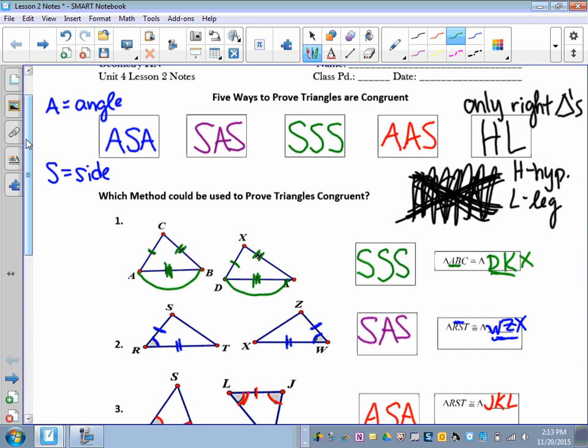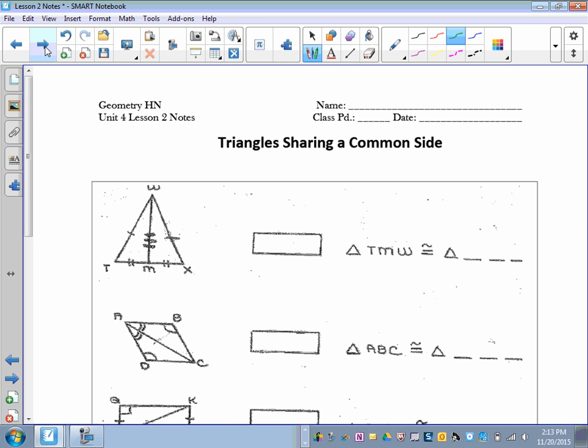Alright, let's take a look at the back side. The next page. We have a lot.